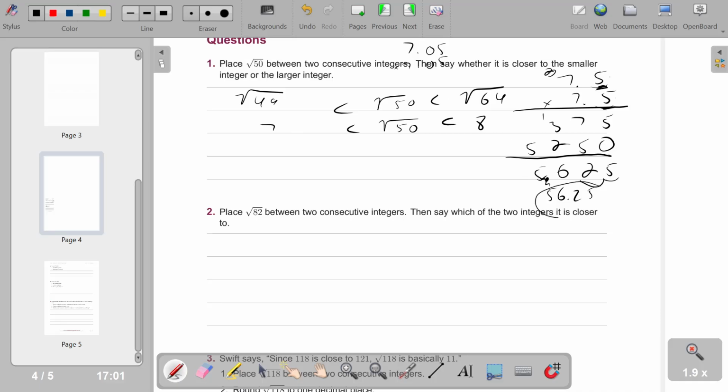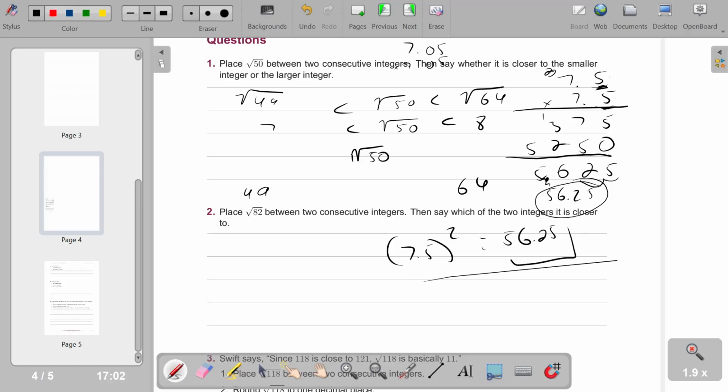Well, 56.25, right, is it closer to 49? So there's 49 and there is 64, right? And this is the square root of 50. Now we established that our halfway point between 7 and 8, 7.5 squared, is equal to 56.25. So you can see clearly the halfway point is 56, right? But 50 is clearly less than the halfway point, right?